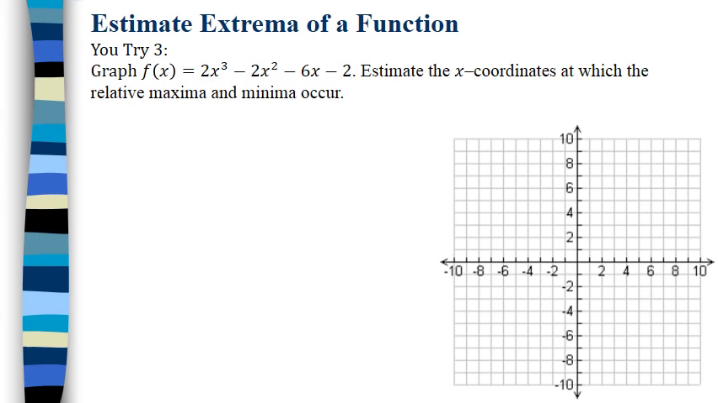Okay, so go ahead and try this one. Again, find the end behavior, find the y-intercept, and then we're going to use the table to estimate the x-coordinates that involve the relative max and min, and then double check that with your graph. Okay, pause right now and try the example.